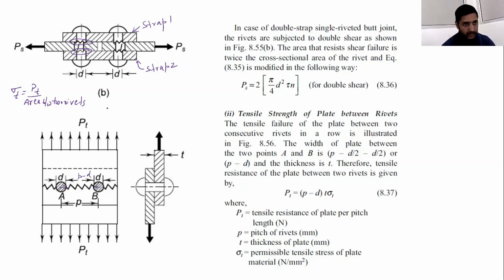And if you multiply this length with thickness of the plate, because this plate की कोई ना कोई thickness भी होगी, if you multiply with the thickness of the plate, then it will become the area. So sigma t now will become pt divided by p minus d into t. And we are interested to find out the tensile strength of the plate, that is pt, and it will be p minus d into t into sigma t.